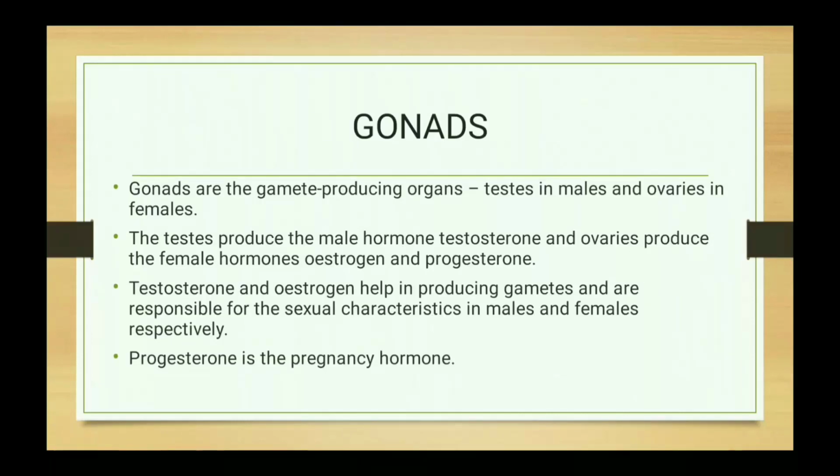The testes produce the male hormone testosterone and ovaries produce the female hormones estrogen and progesterone. Testosterone and estrogen help in producing gametes and are responsible for sexual characteristics in males and females respectively. Progesterone is the pregnancy hormone. Now this was the end of the chapter and end of our presentation.